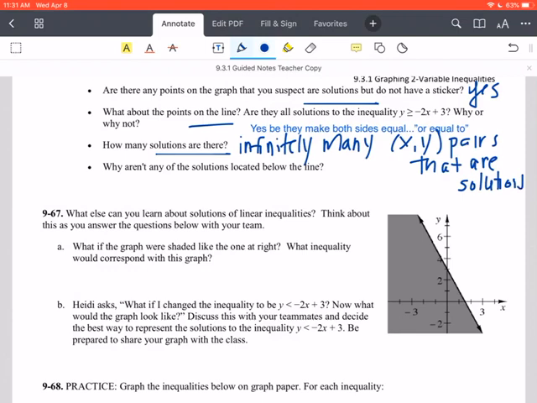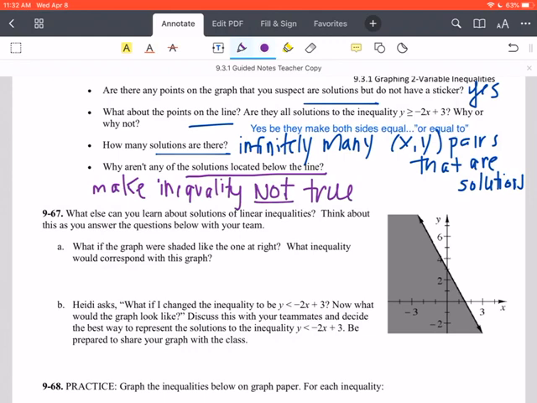We could find this process could never end. There are infinitely many points. But the big question is, it's not any point that's going to work, so don't say all real numbers or all solutions, because why aren't any of the solutions located below the line? Well, we saw that the points below the line will make the inequality not true. It will claim that one side is greater than the other when in reality it's not.